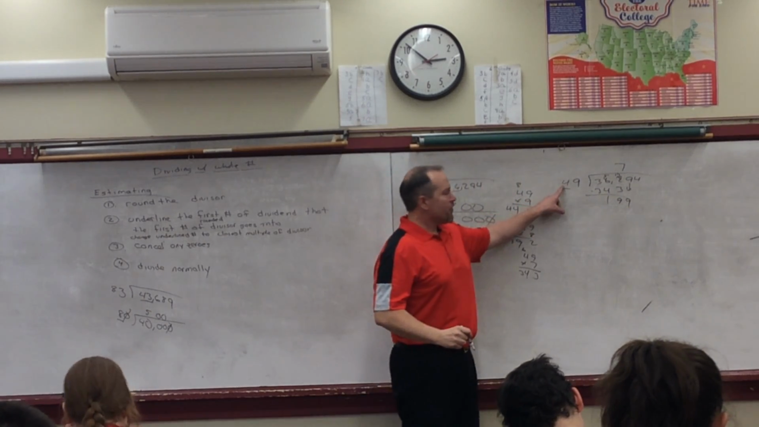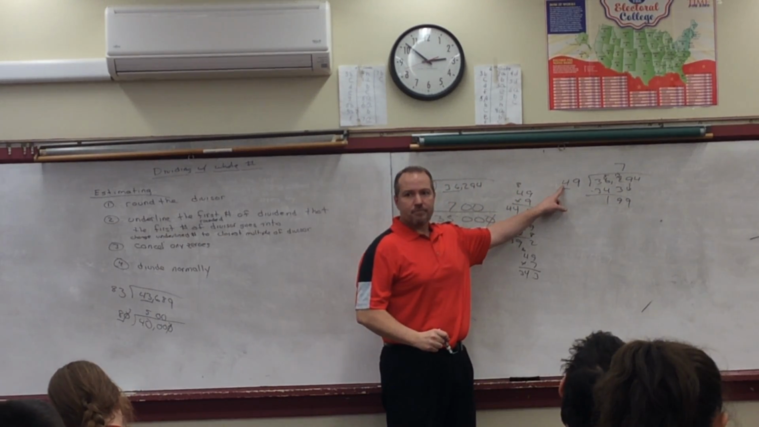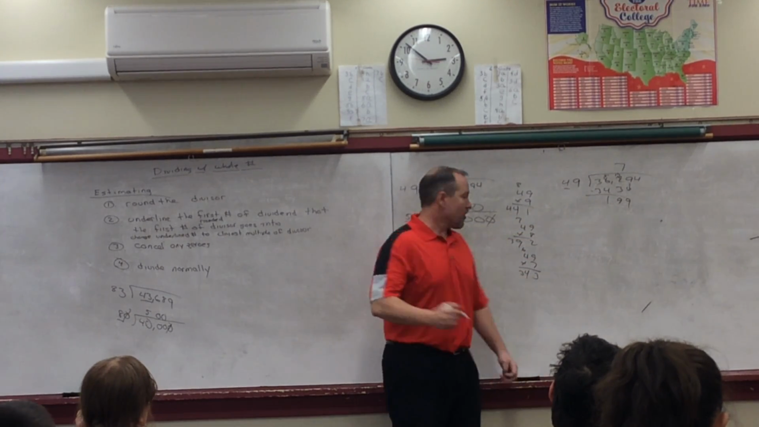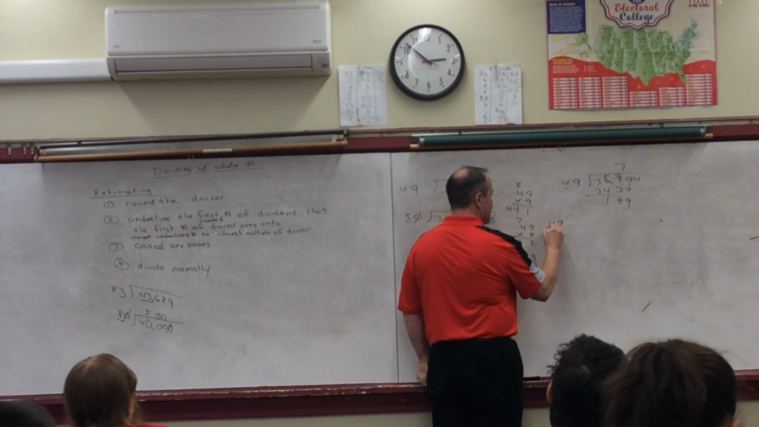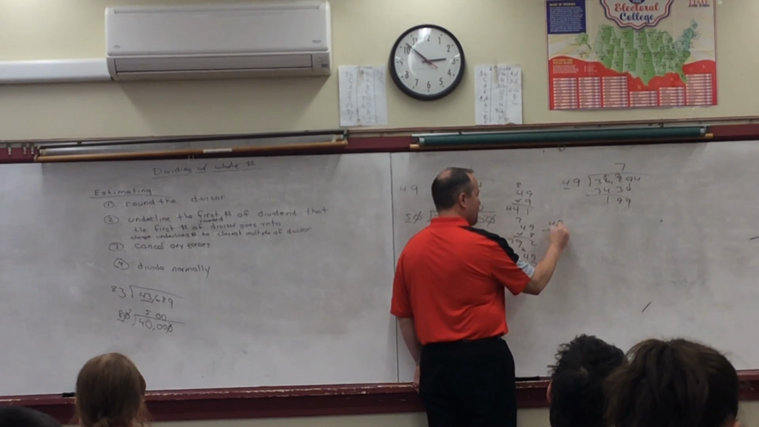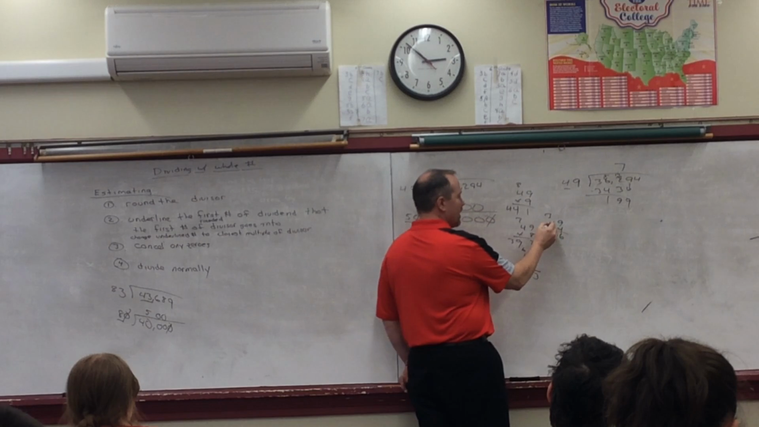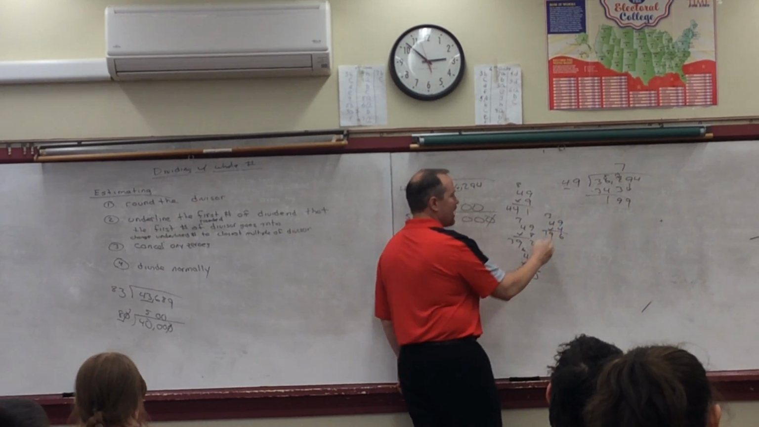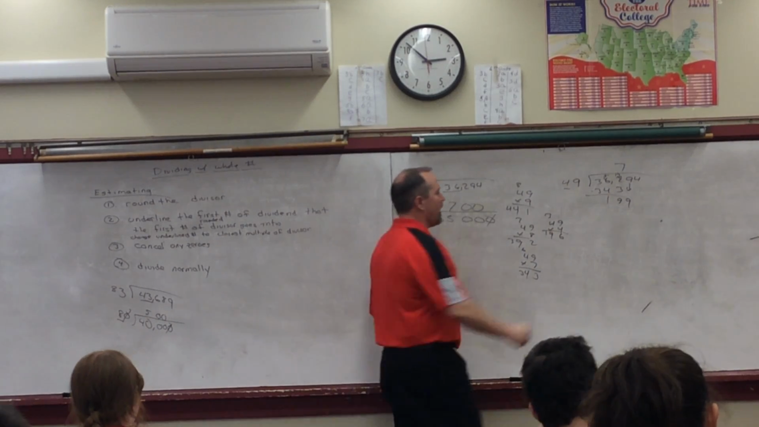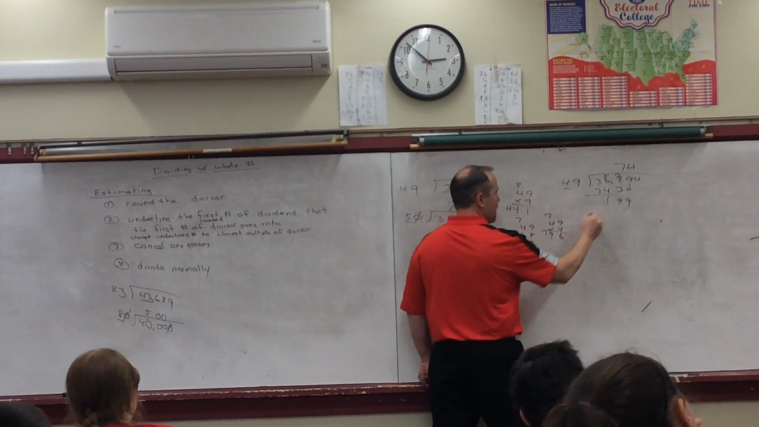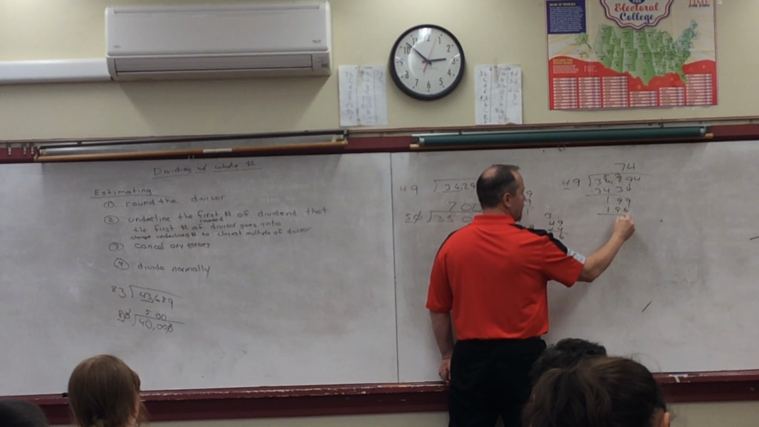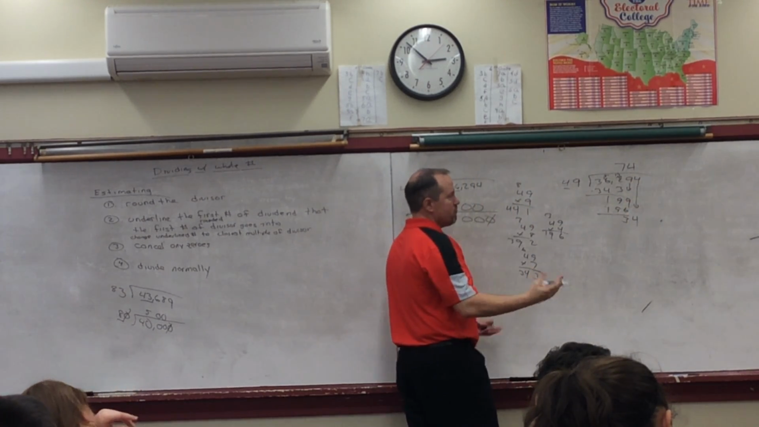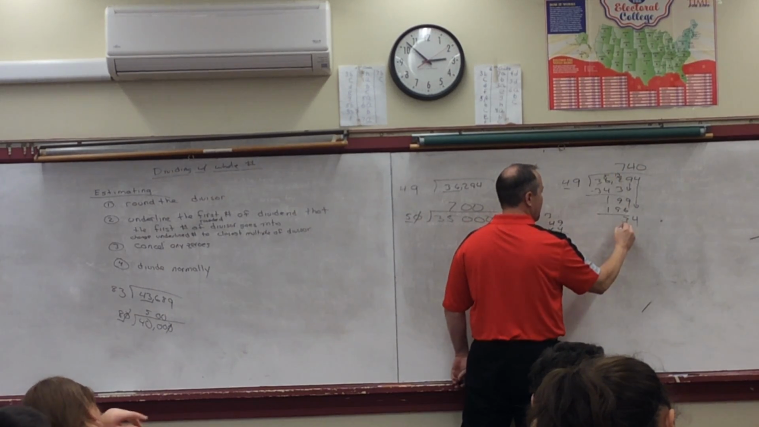Now, what's the first number that 4 goes into? 19. How many 4s go into 19? 4. So I try it. 49 times 4. 4 times 9 is 36. Carry the 3. 4 times 4 is 16, and 3 is 19. Can I use 196? Yes, there's 4 times. 4 times that is 196. Subtract, I get 3. Bring down the 4. How many 49s go into 34? None. 0. 0 times 49 is 0.